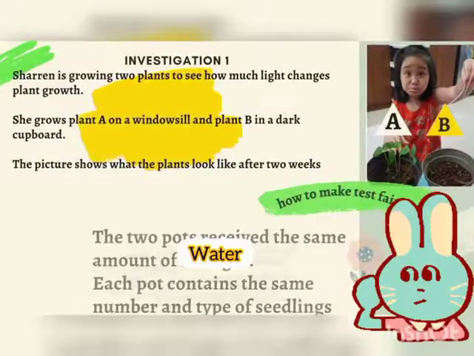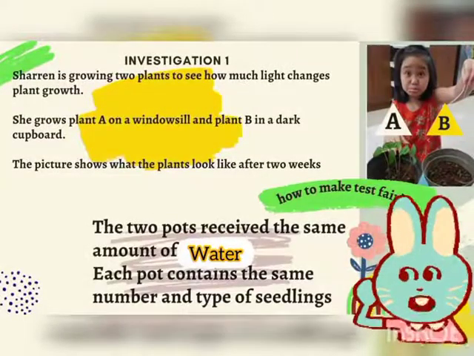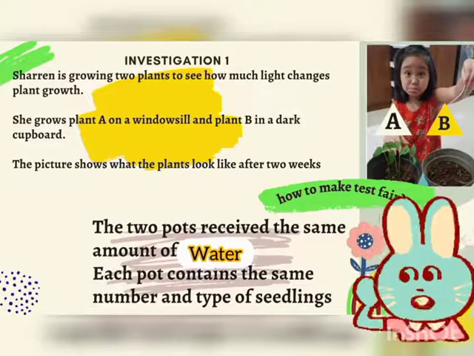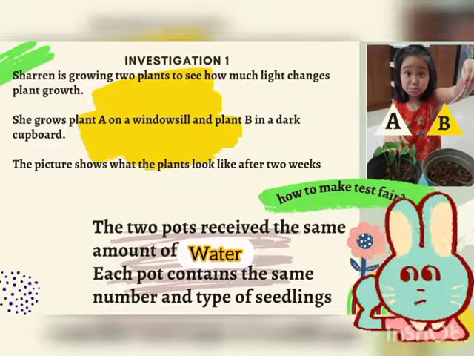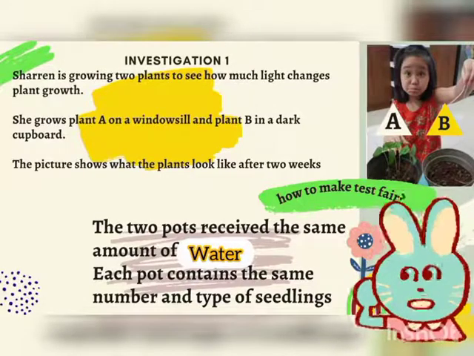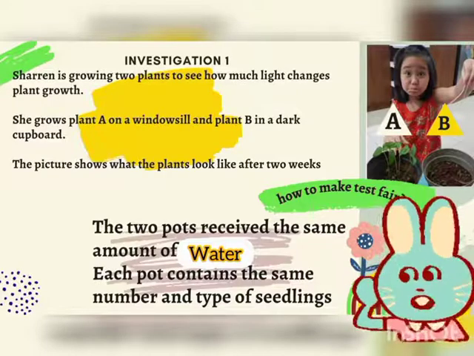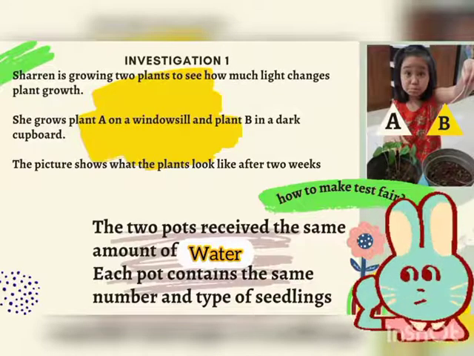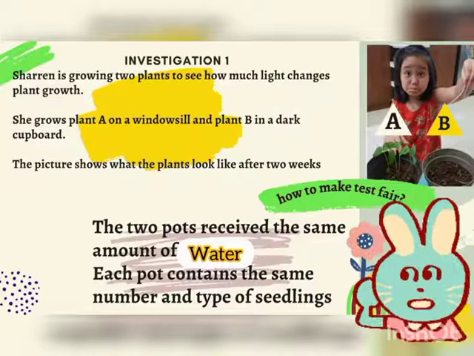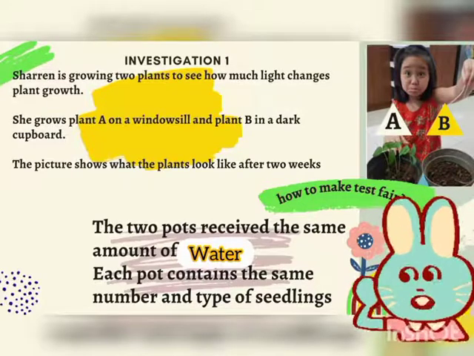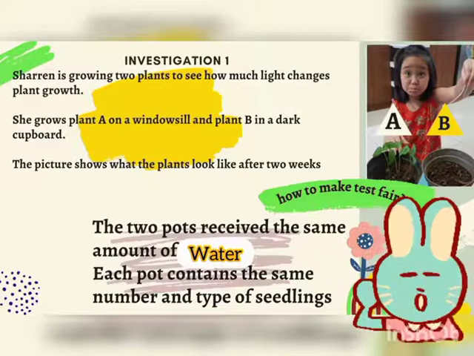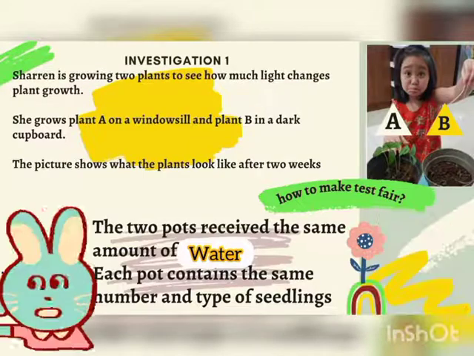Now we will check our investigation. Sharon is growing two plants to see how much light changes plant growth. She grows plant A on a windowsill and plant B in a dark cupboard. The picture shows what the plants look like after 2 weeks. How do we make the test fair? Sharon gives the two pots the same amount of water, and each pot contains the same number and type of seedlings.